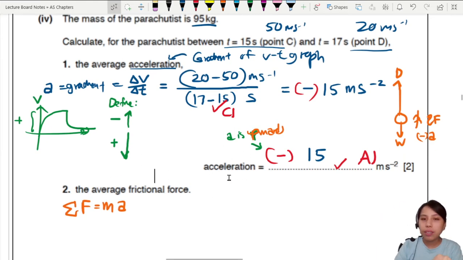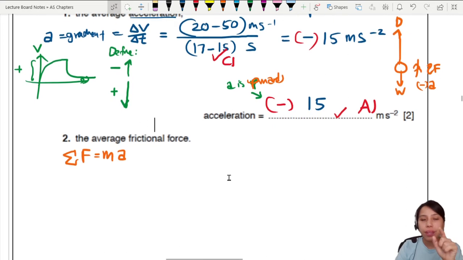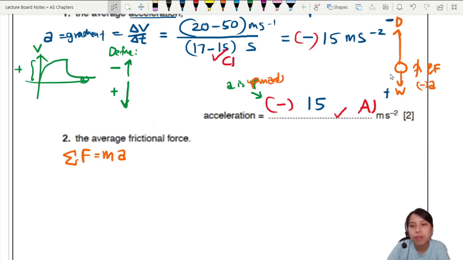Then we look at the system. If we stick to the graph system of signs, who is pointing up? Drag force. Okay, I'm going to give that a negative sign. On the top, weight is downwards, so I'm going to give it a positive. So we just add together all the forces. So downwards, weight minus or plus the other force, which is negative D, is going to be the mass times acceleration.